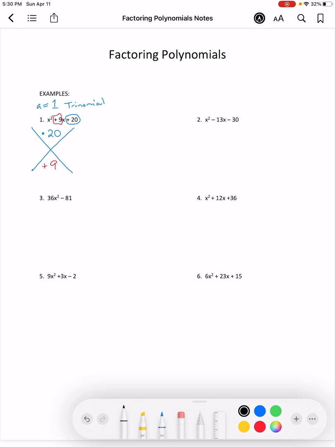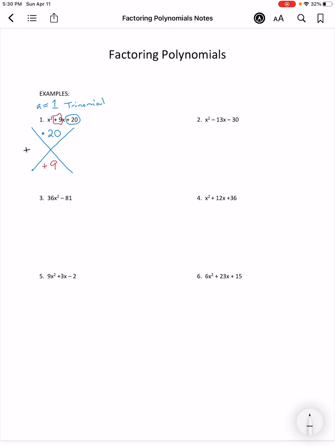One of the things I want to pay attention to is that all 3 terms in my trinomial are positive. Because all 3 are positive, that tells me that both of my factors are going to be positive. So now I just simply need to narrow it down. What can I multiply together to make 20, and of that, which 2 make 9? So I've got 1 and 20, 2 times 10, and then 4 times 5. Of those, the only 2 that add up to 9 are 4 and 5. So my factored trinomial would be x plus 4 and x plus 5. And again, I can write those in either order.